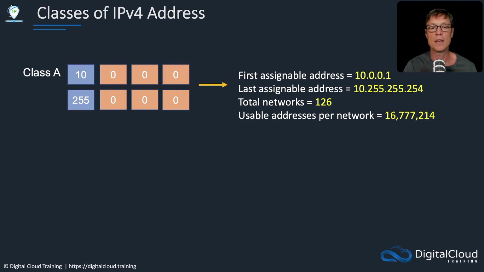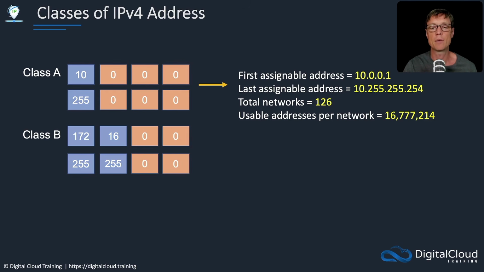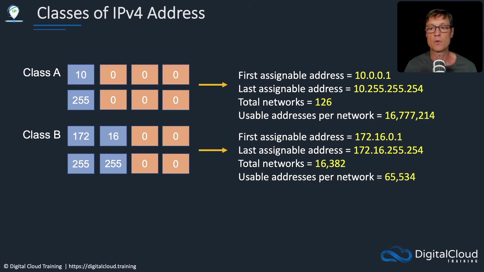We then got Class B, which has a 16-bit subnet mask. First assignable address is 172.16.0.1 for this example. And the last address would be the 254. Here we have 16,382 networks, so a lot more networks, and the usable addresses per network has reduced to 65,534.